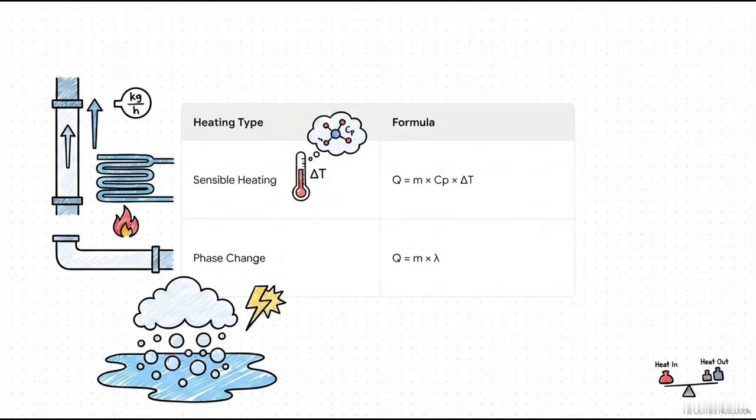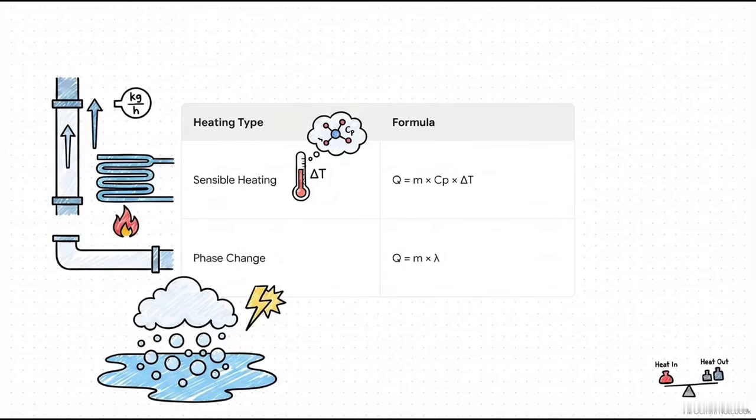M is the mass flow rate, basically how many kilograms per hour are flowing through the pipe. Cp is the specific heat. I like to think of this as how stubborn the material is to heat up. Water, for instance, is super stubborn. It takes a ton of energy to raise its temperature. And delta T is simply the temperature difference, how many degrees you're actually trying to raise or lower it.